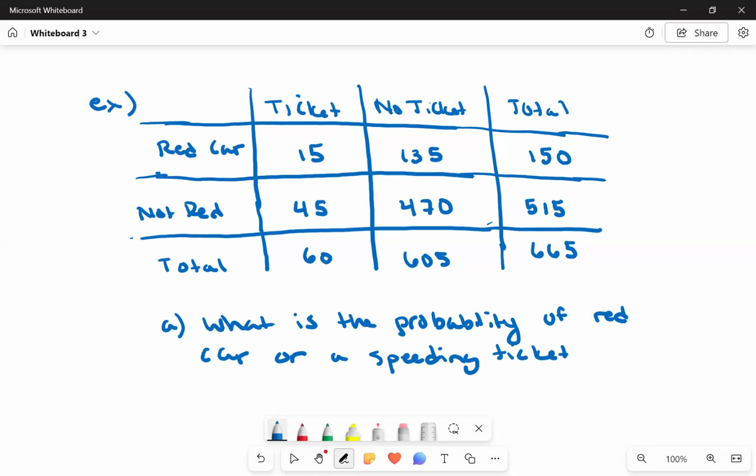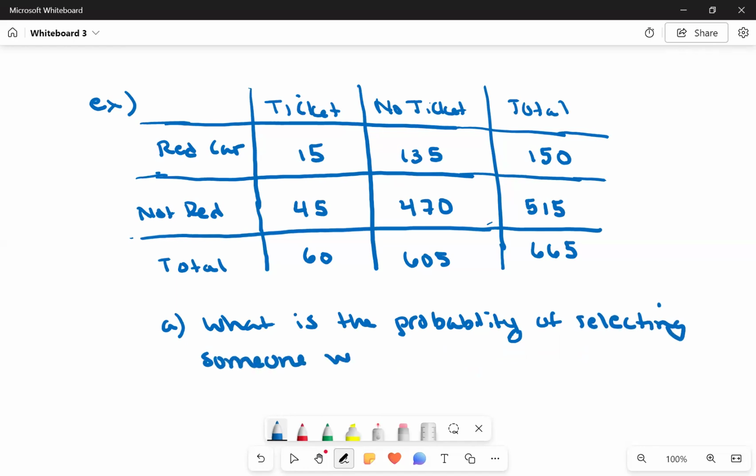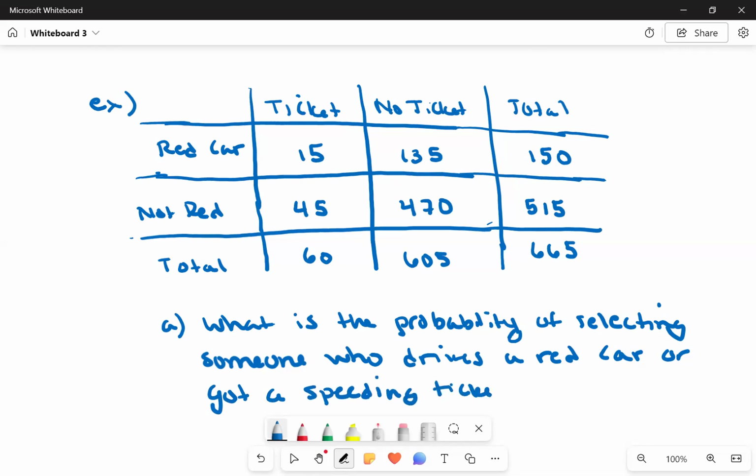Okay, so that's very poorly worded, and I should have worded it a little bit cleaner. What I really wanted to say is if we're talking about people, and the information that we've gathered from people is we asked them if they drove a red car or not, and then whether they got a speeding ticket or not. So what is the probability of selecting someone who has a red car or got a speeding ticket? That's how I should have said that. Probability of selecting someone who drives a red car or got a speeding ticket. Sorry, being a little bit lazy with the way I worded that.